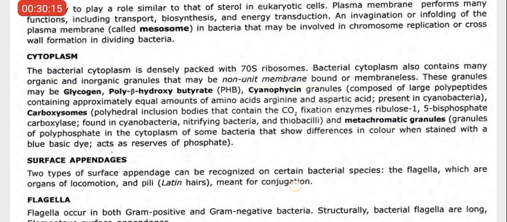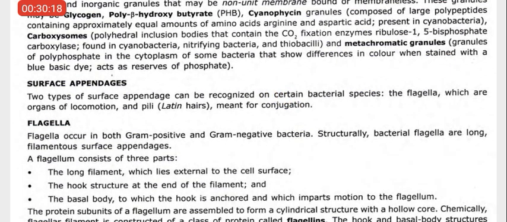Then surface appendages. This is very important. Two types of surface appendages can be recognized in certain bacterial species: the flagella, which are organs of locomotion, and pili. I'm not sure about the pronunciation. Latin for hairs, meant for conjugation.